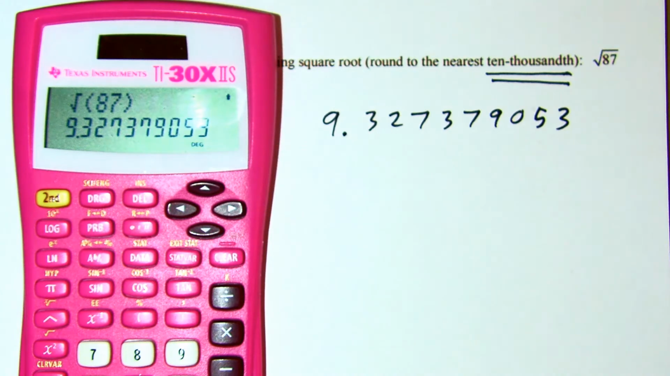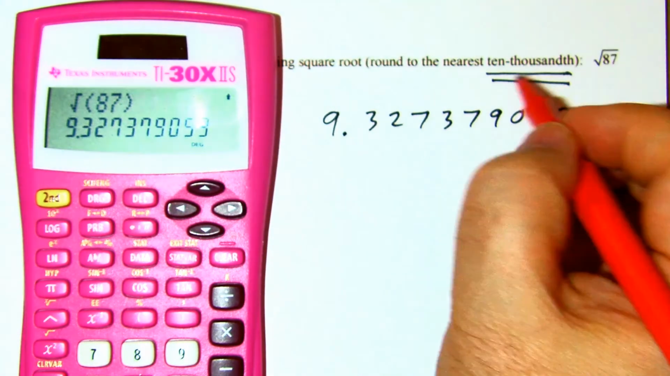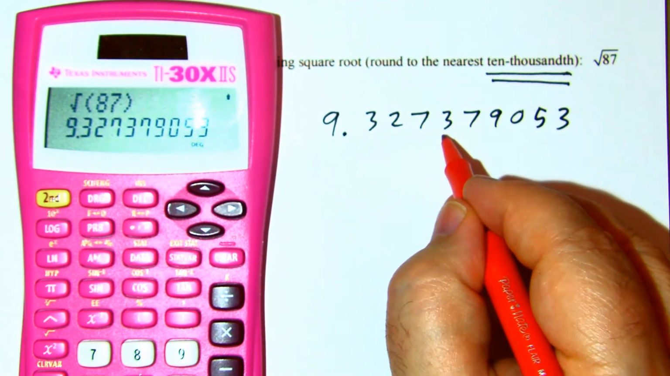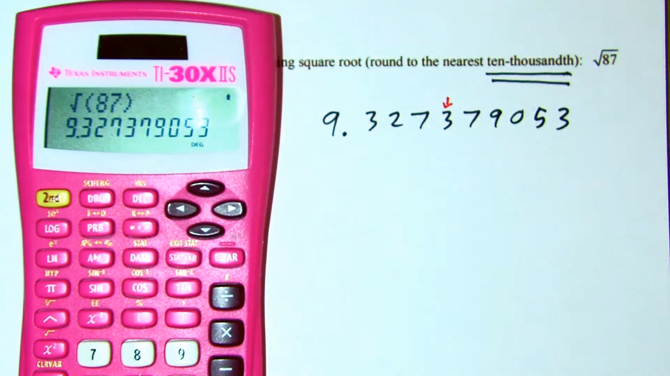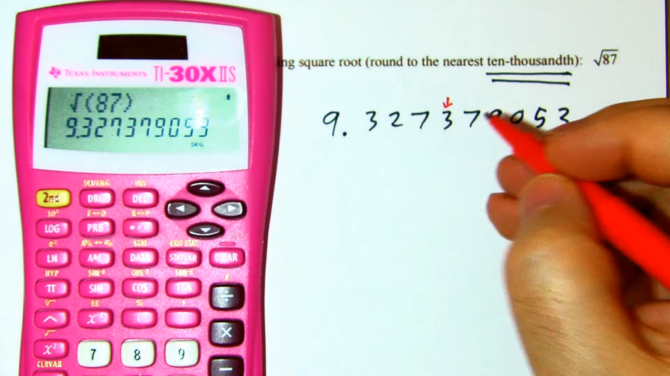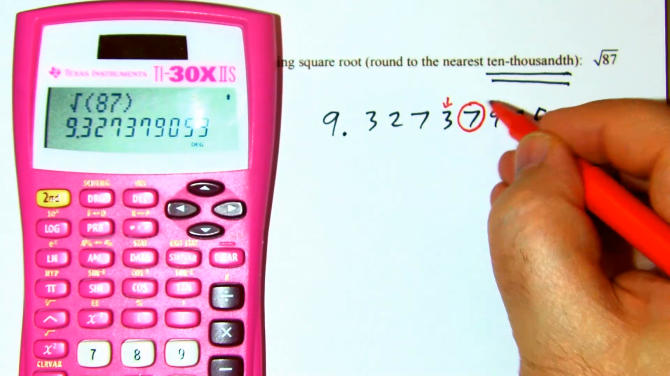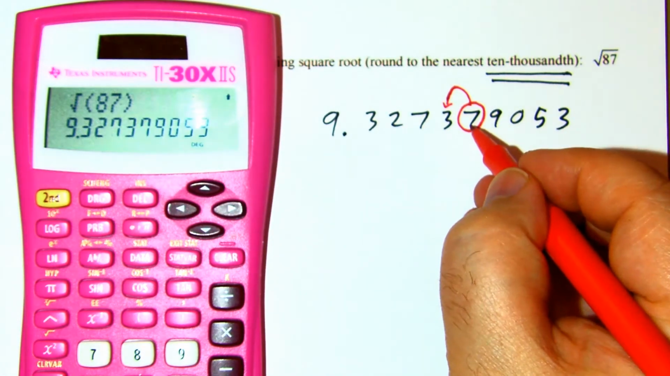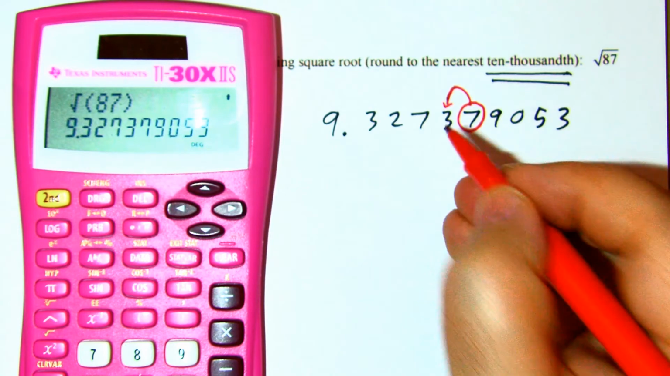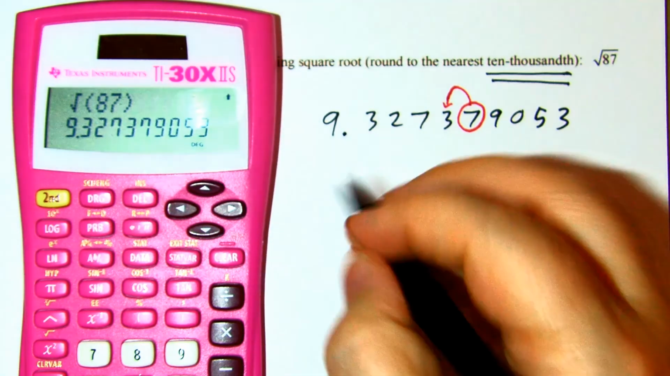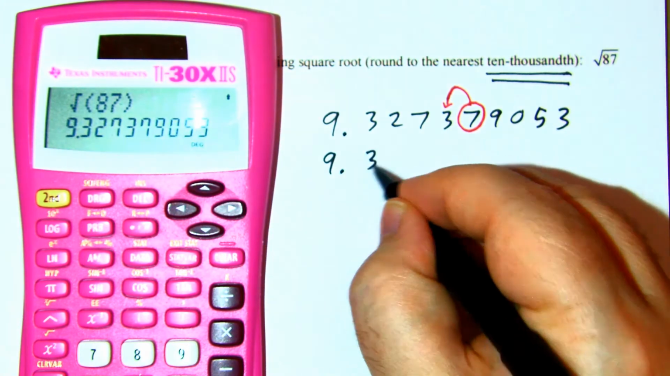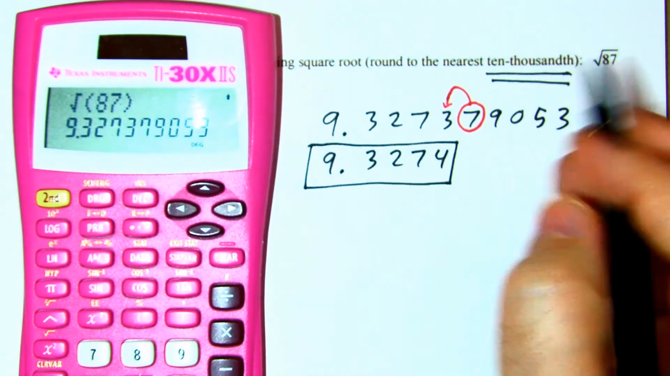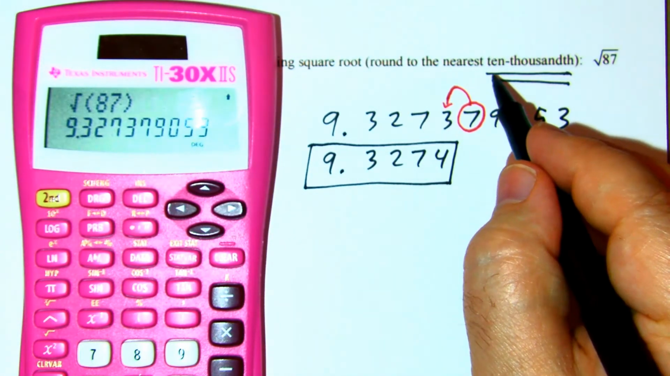It's asking us to go to the nearest 10,000th. Remember this is tenths, hundredths, thousandths, 10,000ths. So this, 4 places over, is the 10,000ths place. To know how to round it, I have to look 1 place to the right, and that will tell me what to do with my 3. Since 7 is 5 or more, I'm going to round that 3 up to a 4, which will result in 9.3274. And that is the square root of 87 rounded to the nearest 10,000th.